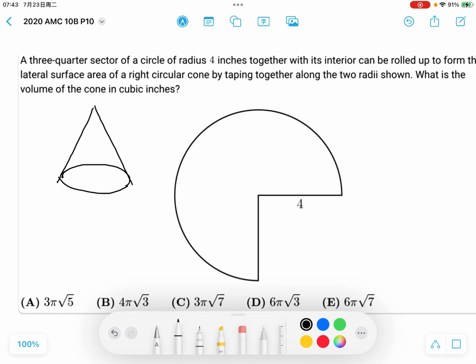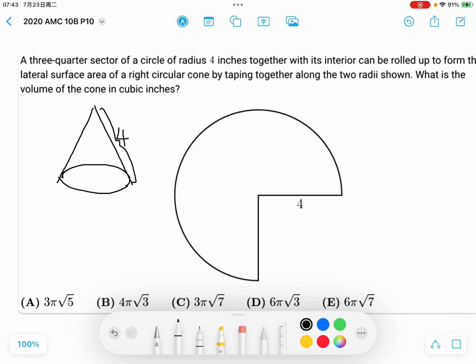So we already know one side length, and we want to use that. So which side in this cone is going to be 4? Well, if you imagine it, you can actually cut out some paper, or rip it out if you're actually in the AMC 10, and you can try to tape it. You'll see that this side is the radius of the big circle. So this side is going to be 4.